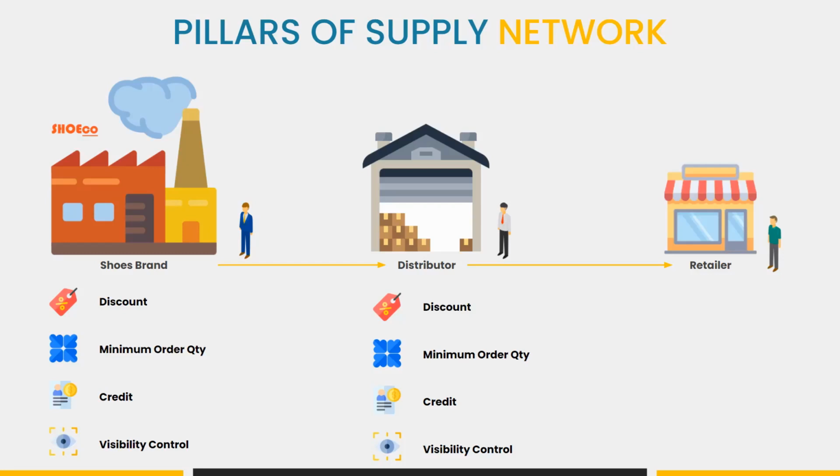But they would also want to offer discount, or special discount, to their B2B buyer, and minimum order quantity, again in a similar fashion, credit and visibility. And in a similar fashion, what a brand or a manufacturer would want to do.